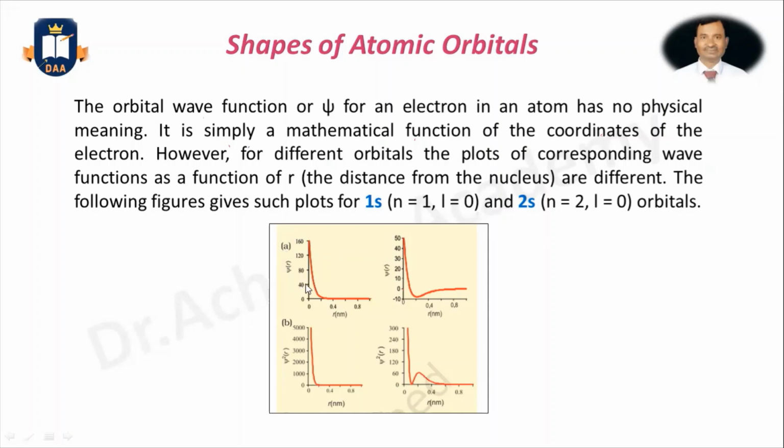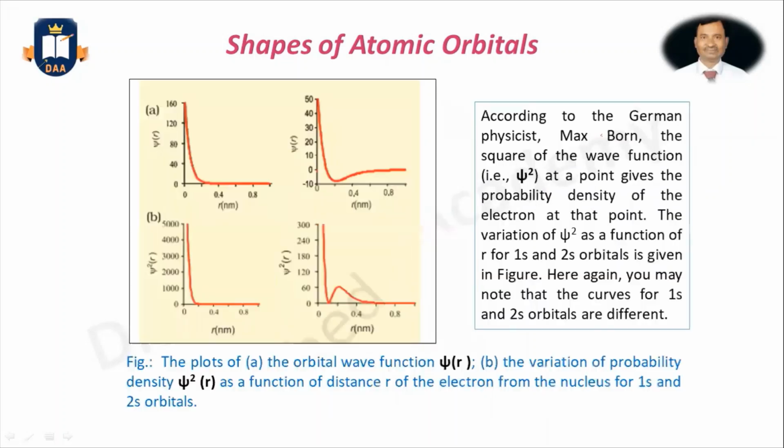In this graph, you can see figure number A. This is psi versus r. R means the distance of the atomic orbital from the nucleus. And for figure number B, this is psi square versus r. The distance r is always in nanometers. I'll discuss this in detail now.